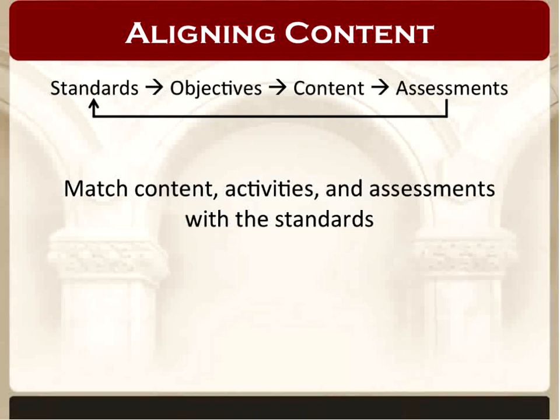Before we get into the technical side of things, I want to just briefly discuss the idea of aligning content in general. So from a design standpoint, what we're really trying to do is use standards that come from a variety of sources and align those with the course objectives so that we make sure we're meeting those standards. And then from those course objectives, we can design our content and our assessments to align with those objectives, with the goal eventually being that our assessments then can support that we have accomplished the standards.